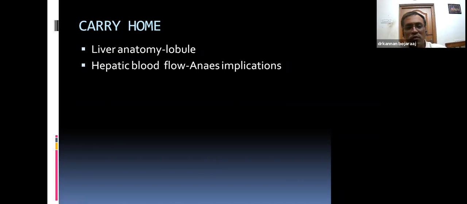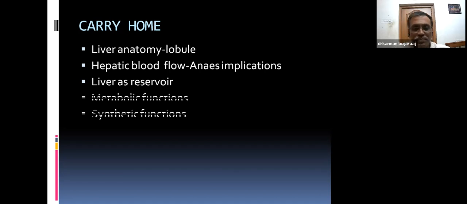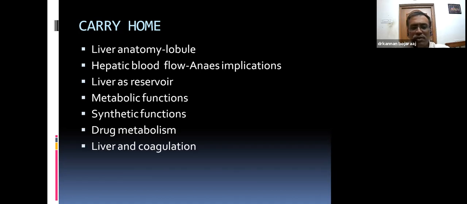And the dual blood flow of the liver, by the hepatic artery and portal vein, and regarding this, oxygen supply, and the liver as a reservoir in shock states and also in volume overloads, and so many functions of the liver, metabolic functions, which I already told you, and synthetic functions. With knowledge regarding this, only then can you interpret and assess the liver pathologies coming to your assessment clinic. And regarding drug metabolism as far as anesthesia is concerned, you should be very careful.